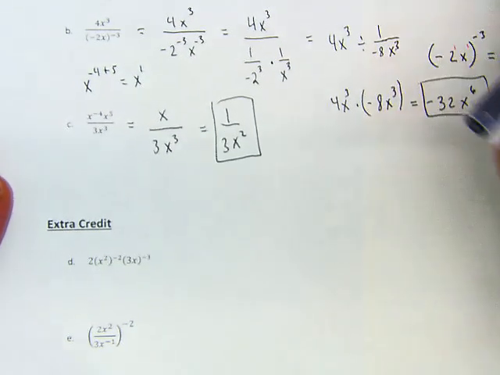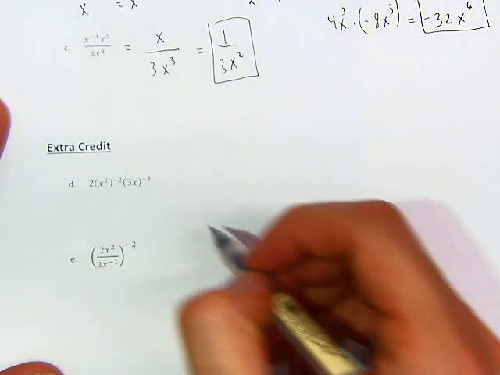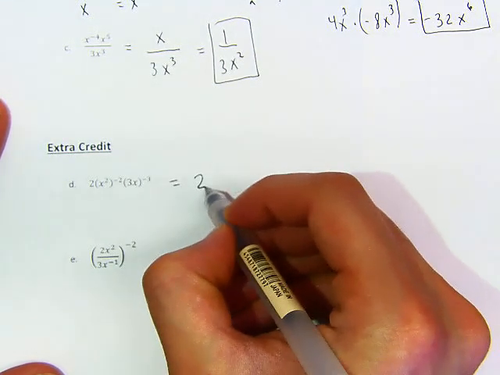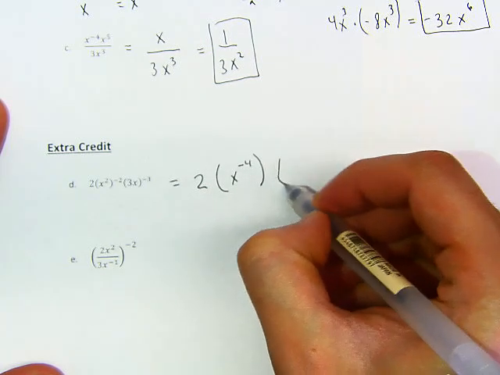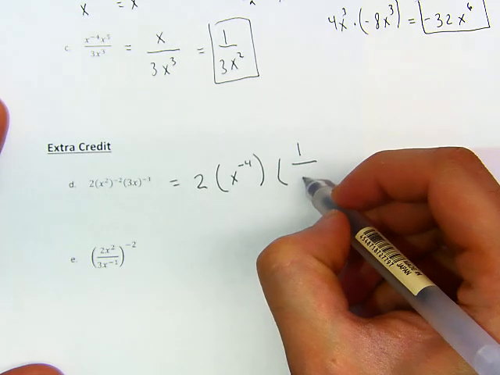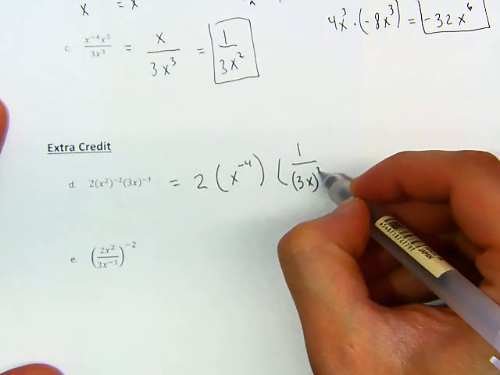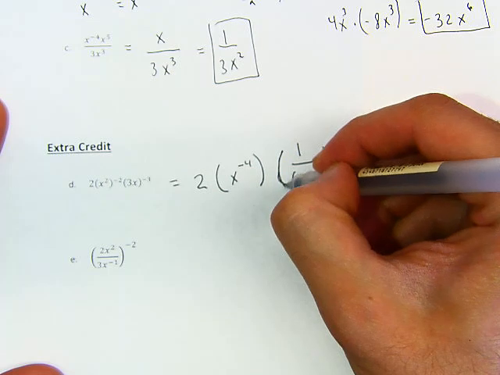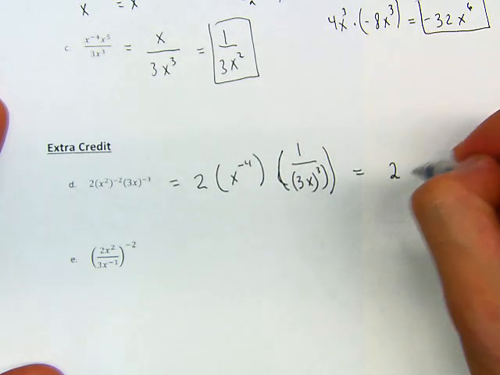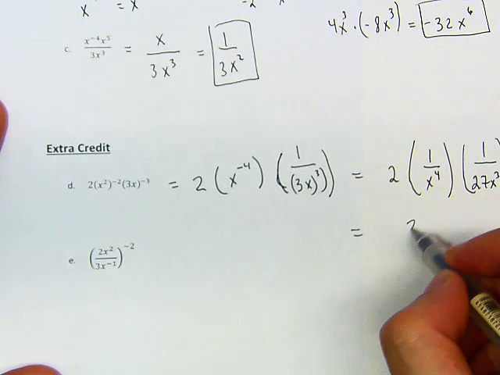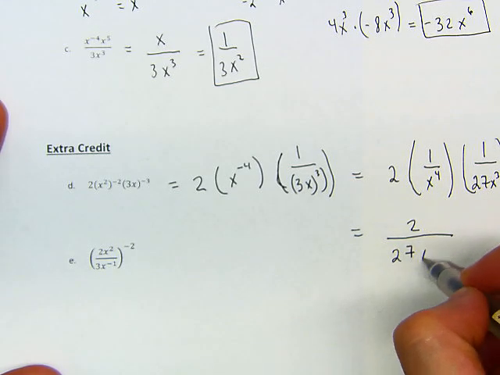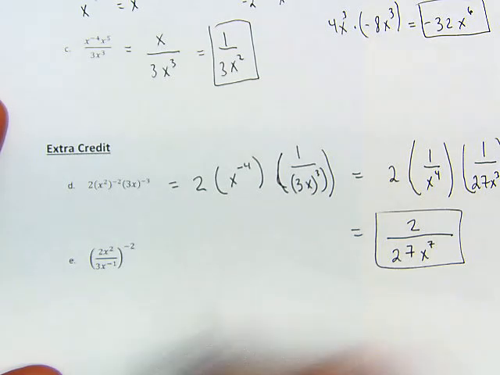All right, the extra credit. Let's see. So this one becomes 2 times x to the minus 4, 1 over 3x, the whole thing cubed. Okay, so then this becomes 2 times 1 over x to the 4th times 1 over 27x cubed. So this becomes 2 over 27 x to the 7. Right?